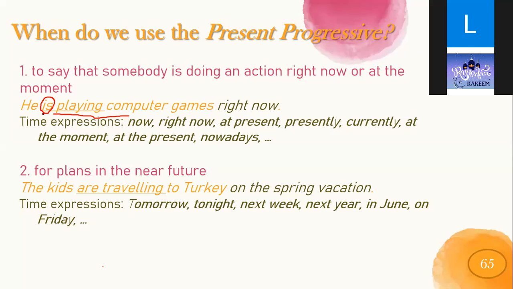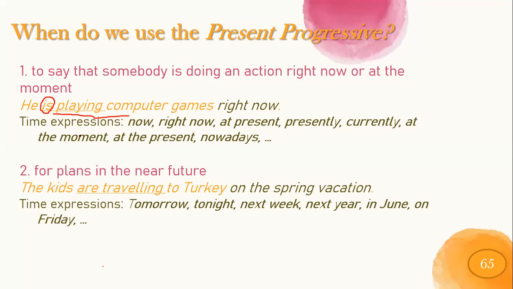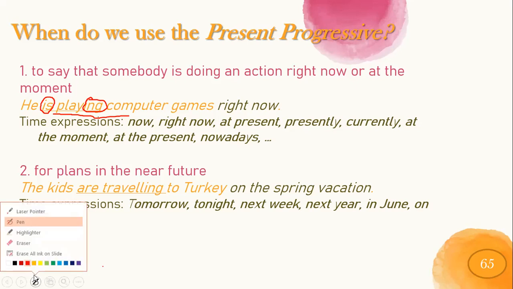After you add the helper, what do we add to the verb? What did we add to the main verb, guys? ing. Good. So to form the verb in the present progressive, you need the helping verb to be, which is am, is, or are, and you need to add ing to the main verb. How? Let's see.